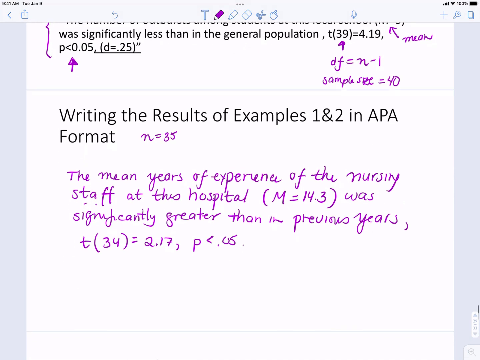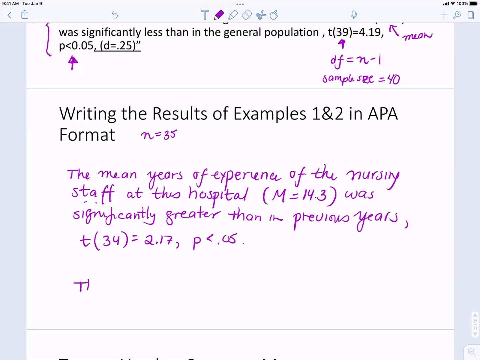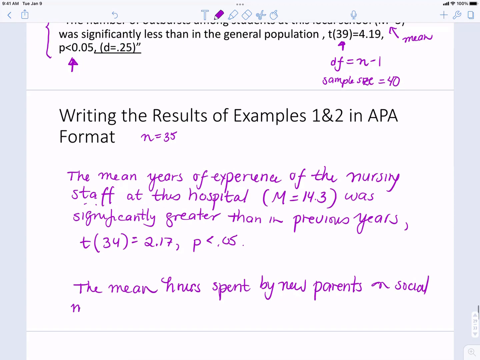We're going to write our conclusion. So the mean hours spent by new parents on social media did not differ significantly from the general population.